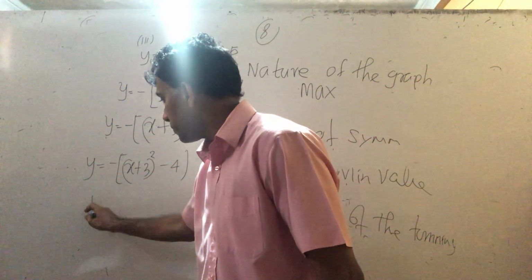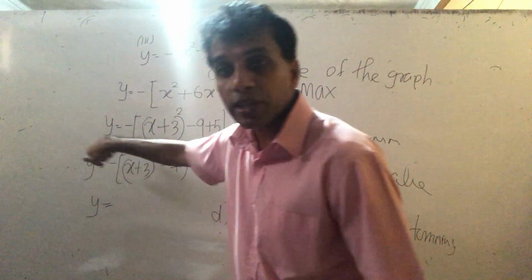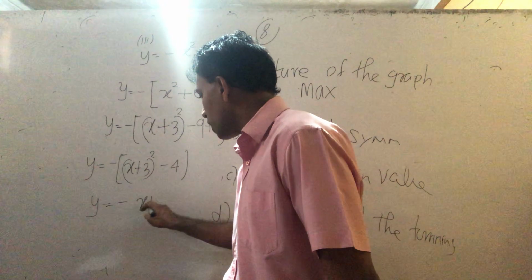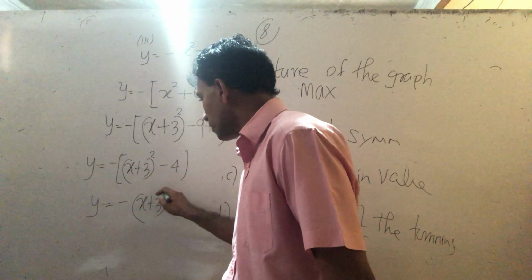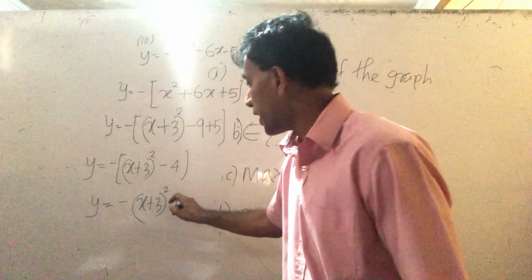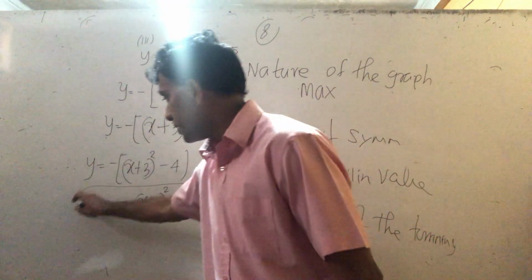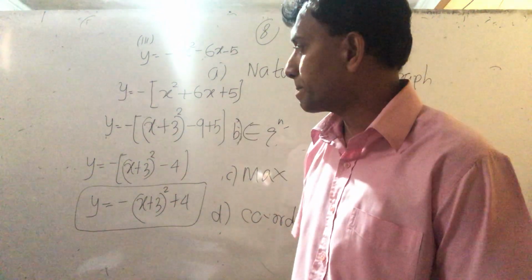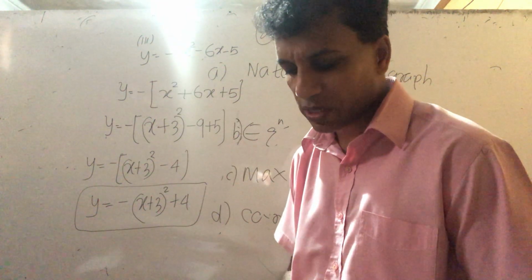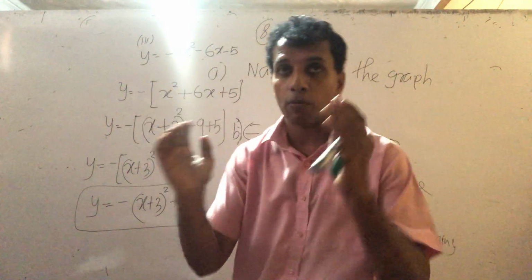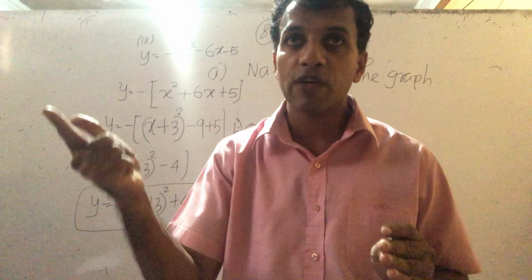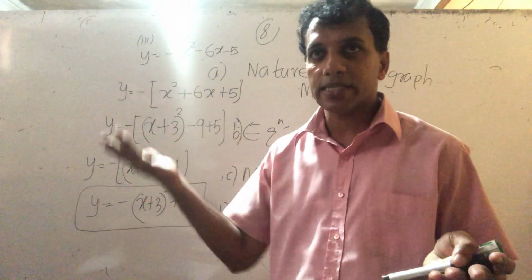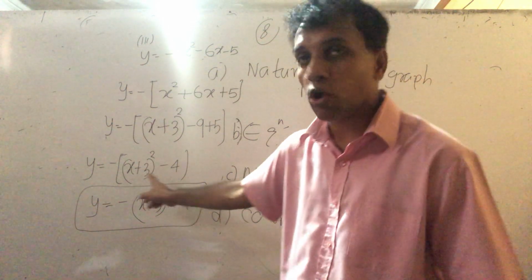Now finally, multiply the minus symbol inside the bracket. Minus into (x plus 3) square, plus 4. This is the important part to answer such a problem easily. Otherwise, the method I showed is difficult here because there is no intersection form. If it were in bracket form, you can quickly say where the graph cuts the x axis. Here you can't say quickly. Here the best form is completing square.